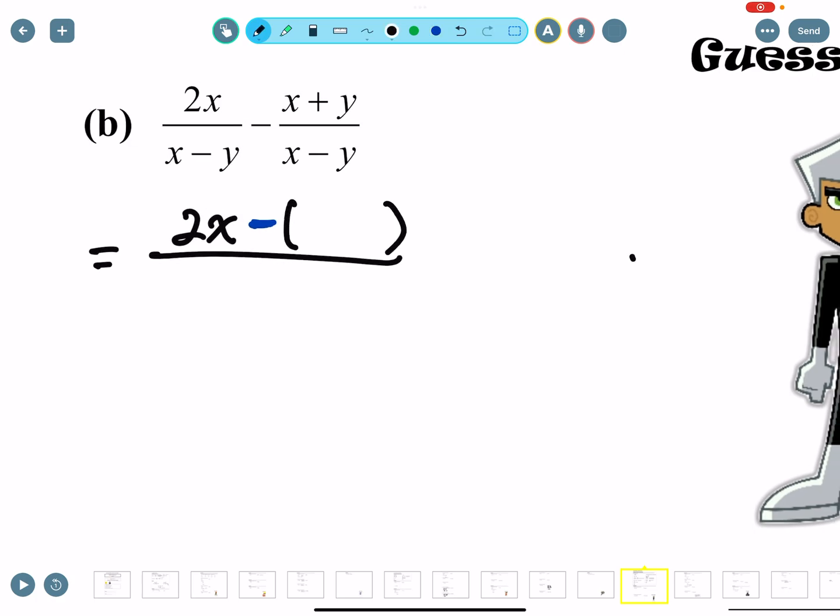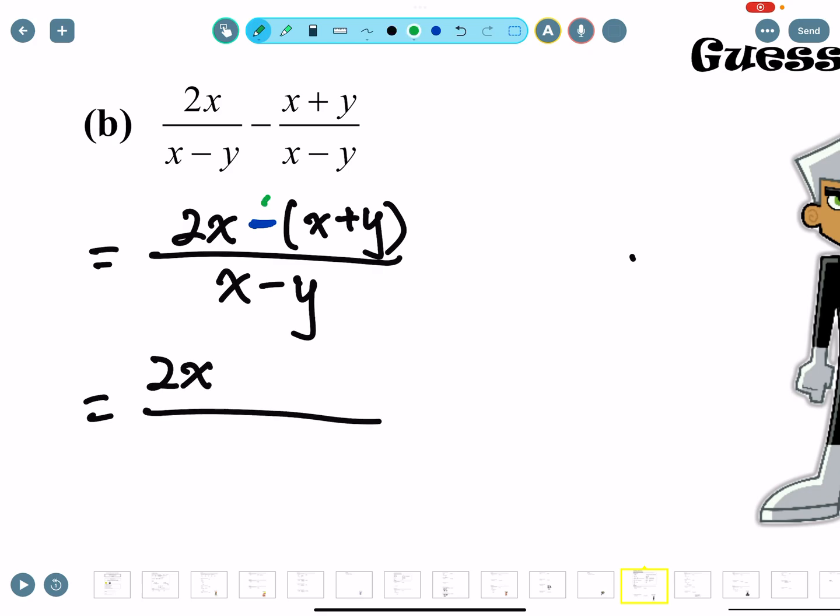There's a bracket here, x plus y, right? Minus a bracket, x plus y to the right. A bracket to the x plus y. Bottom is x minus y. Now, why this matters is when you do rainbow method, the sign will change. Negative times positive x will be negative x. Negative times positive y will be negative y.